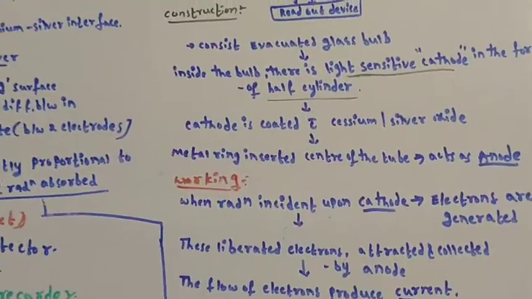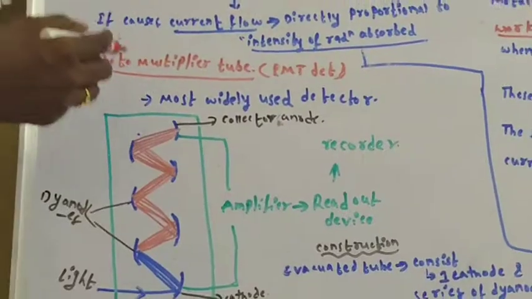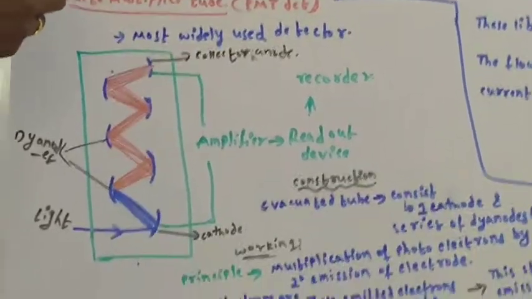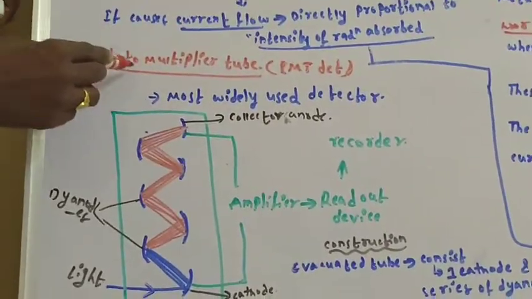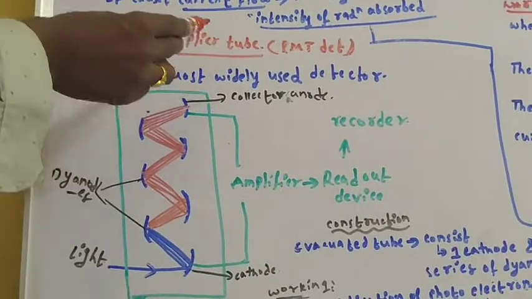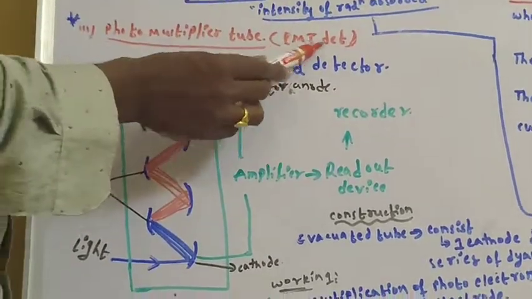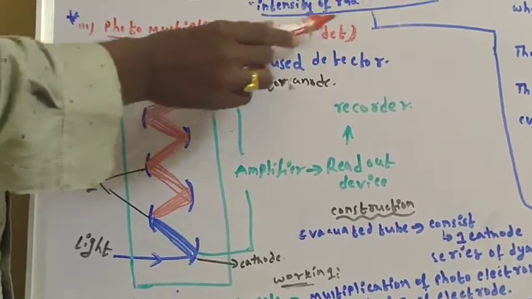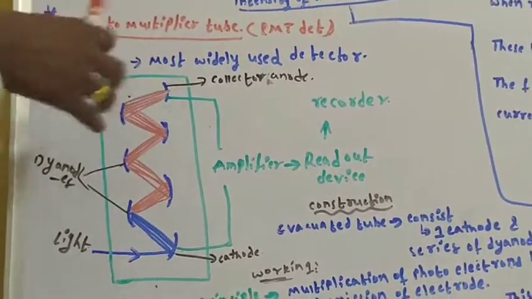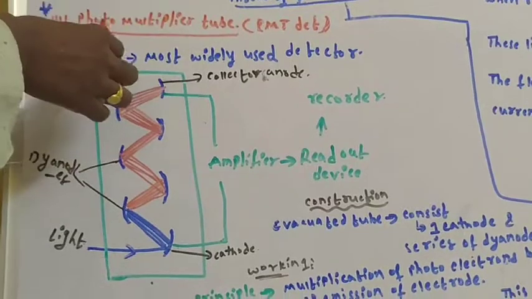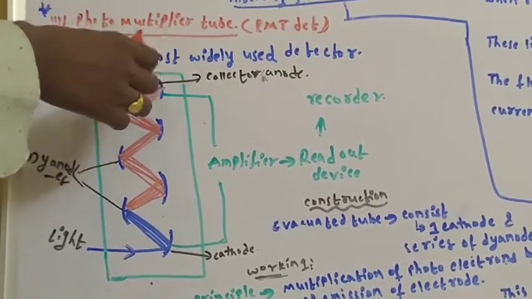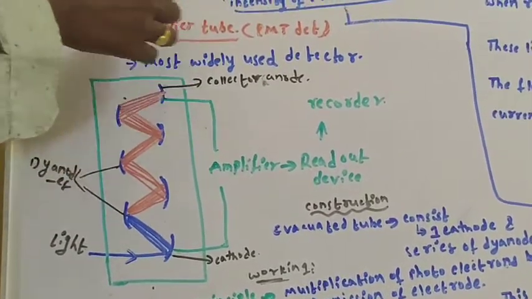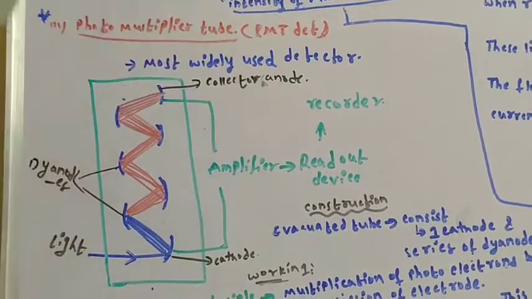And next, a very important detector. This is the most commonly used detector in UV visible spectroscopy. That is the photomultiplier tube, also known as PMT, where P stands for photo, M for multiplier, T for tube. I will tell you why it is known as photomultiplier. As the name suggests, multiplier: here electrons are multiplied each time. I will tell you how.